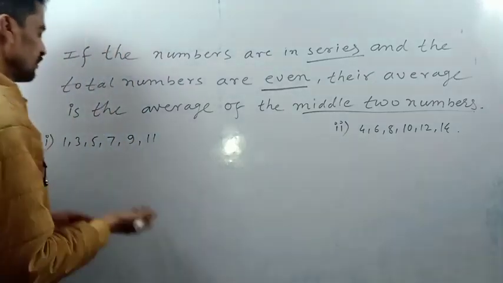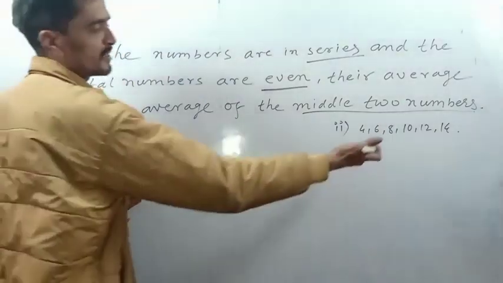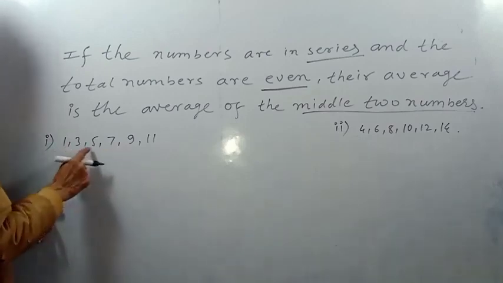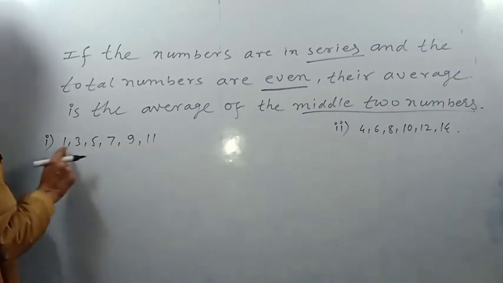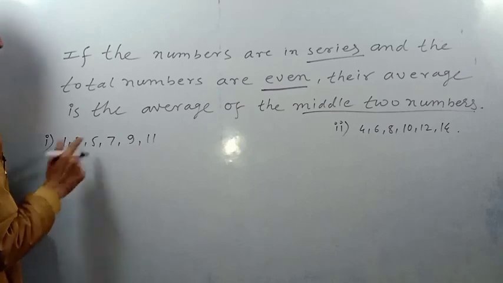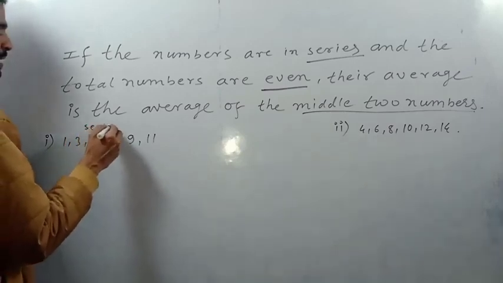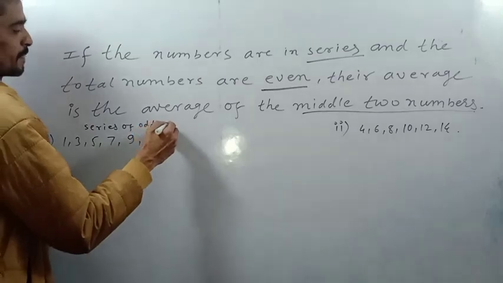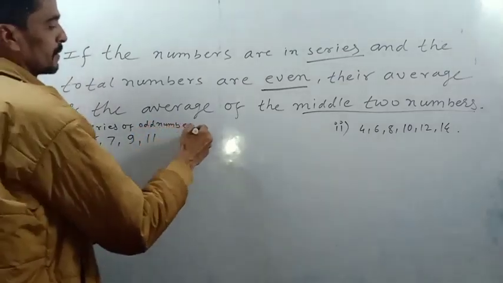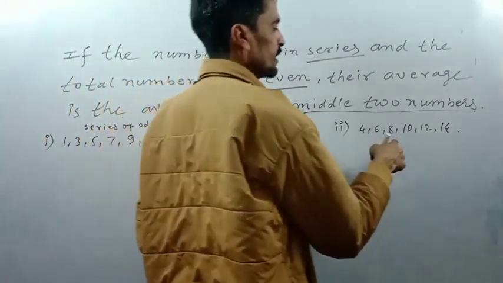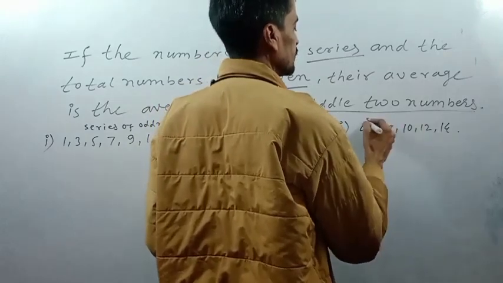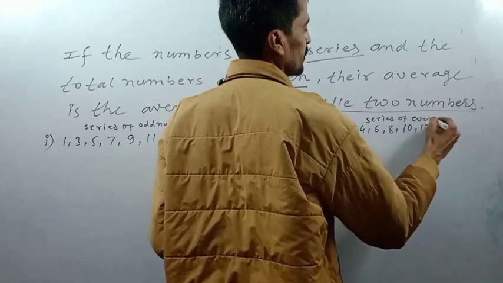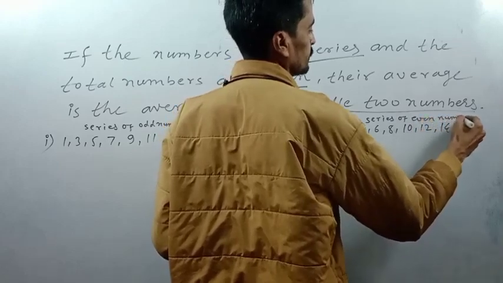So here you see one example. Here you can see the second example. Is it a series? 1, 3, 5, 7, 9 and 11. Yes, it is a series of odd numbers. Here you see 4, 6, 8, 10, 12, 14. Yes, it is also a series of even numbers.